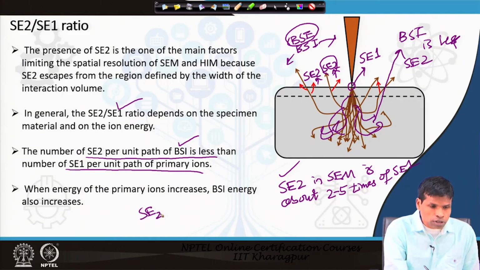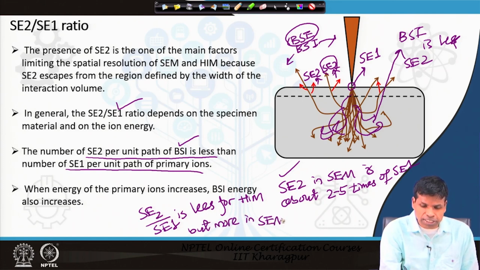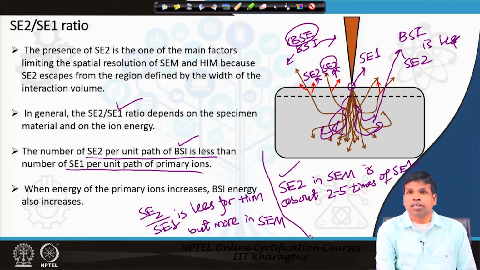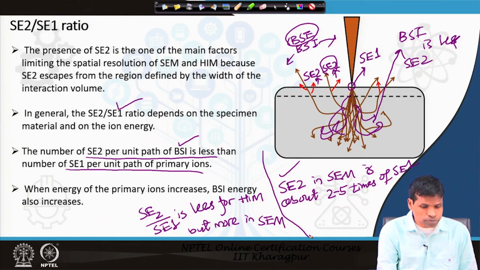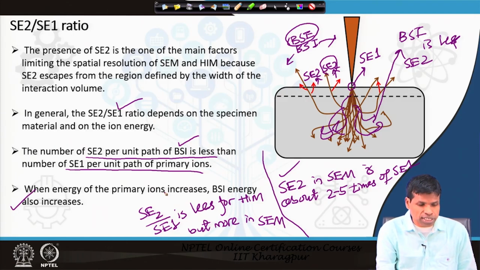So, this SC2 versus SE1 is less for the helium ion microscope, but more in the scanning electron microscope. This is one of the main reasons again for higher surface resolution in the helium ion microscope. Again, when the energy of the primary ion increases, backscattered ions also increase. That is common, the same for electrons also.